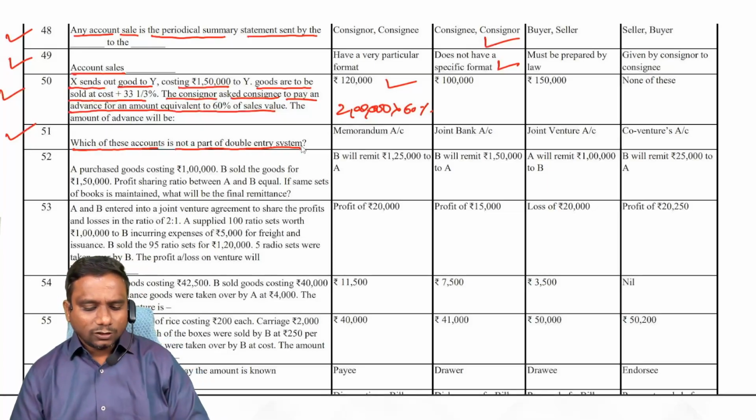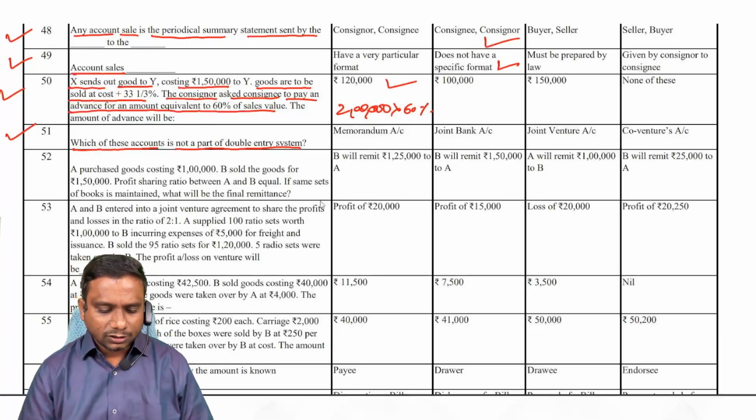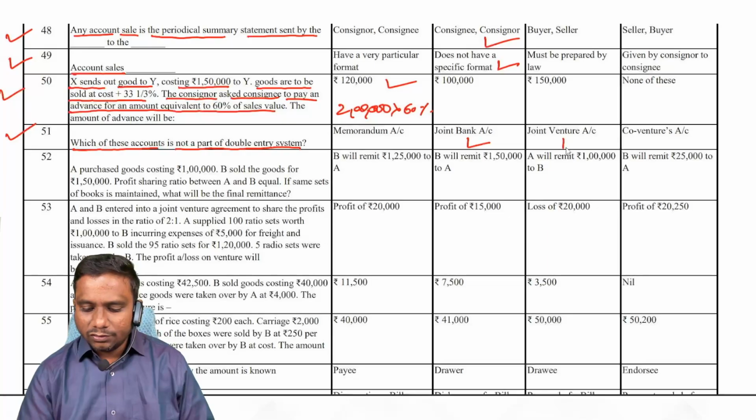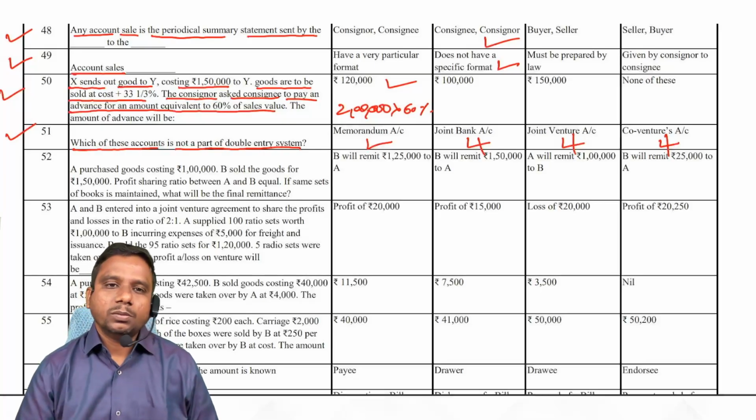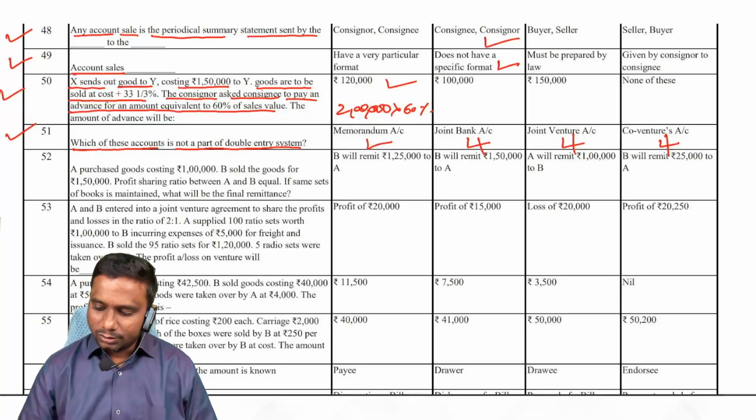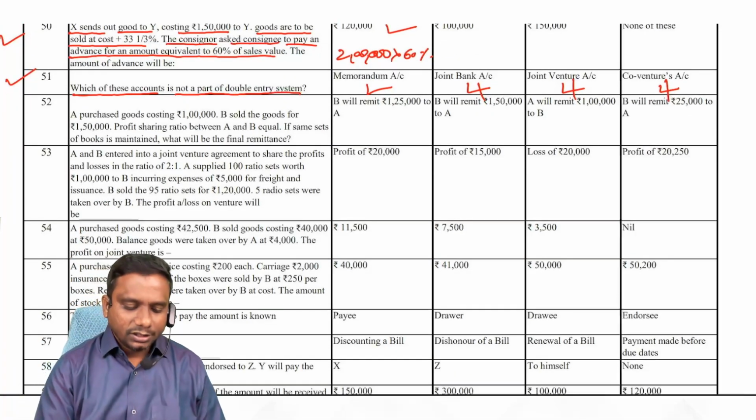Which of these accounts are not part of a double entry system? Look at memorandum account. Actual memorandum account is not a part of double entry system. Joint bank, yes. Joint venture, yes. Co-venturer, yes. So memorandum account is not part of double entry system.